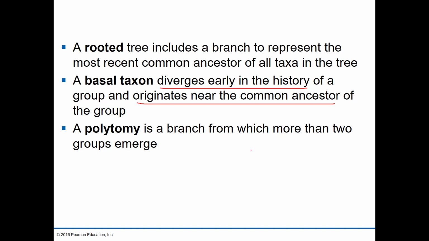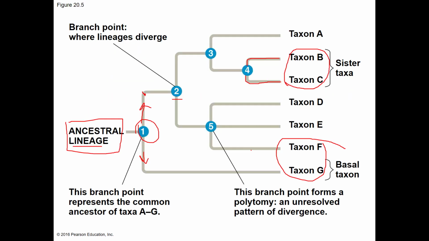Polytomy is a branch from which more than two groups emerge. So right here, we had 1, 2, and 3 different groups that branched off. Originally, I had said usually it's 2, and that is true, but when you have multiple, we call it polytomy. So I know that term as well.